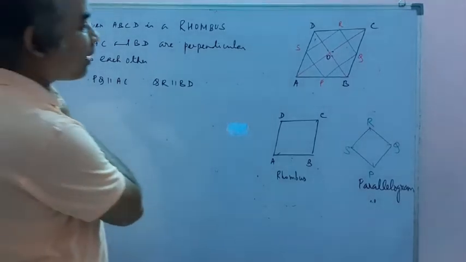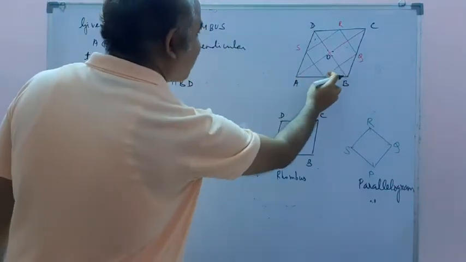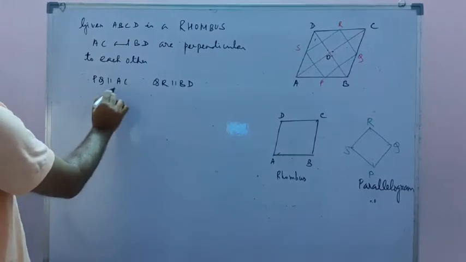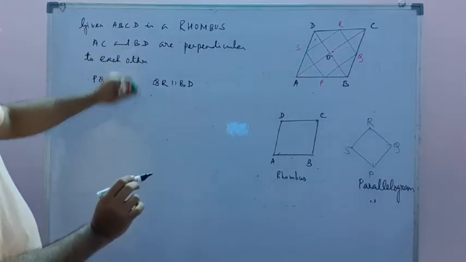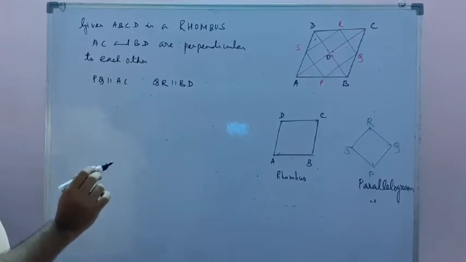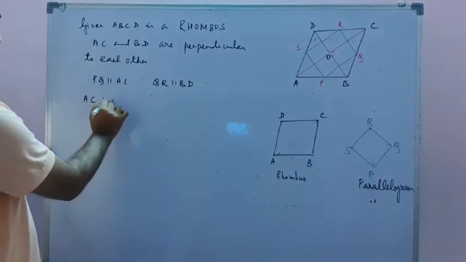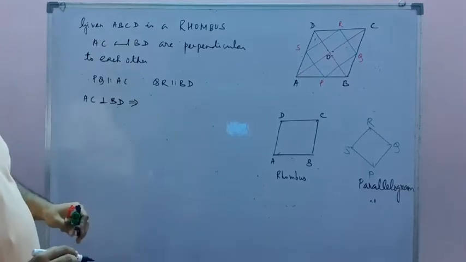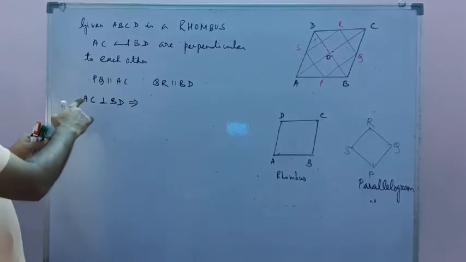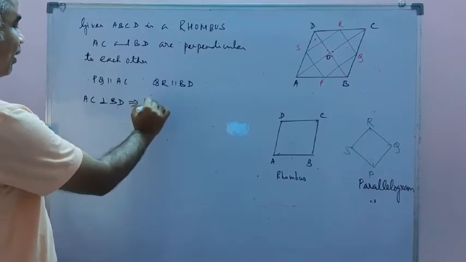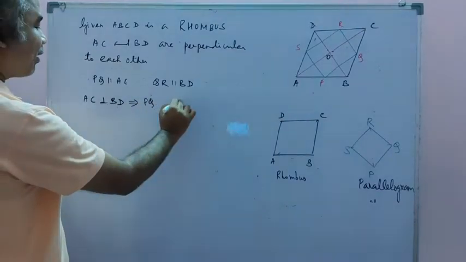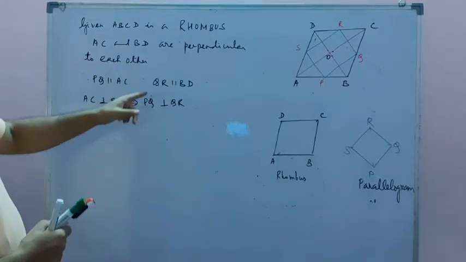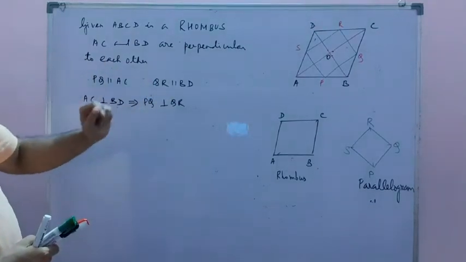Next thing is this one. If PQ is parallel to AC, then obviously PQ will be parallel to AO also. You can say that AC and BD are perpendicular. It is given that AC and BD are perpendicular. Why are they perpendicular? Because they are diagonals of a rhombus. If AC and BD are perpendicular, then the line segment parallel to AC, PQ, and the line segment parallel to BD, that means QR, are also perpendicular. If two lines are perpendicular, then their parallel line segments or lines are also perpendicular.